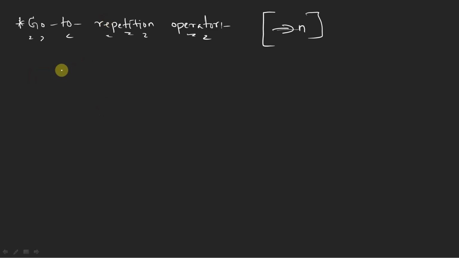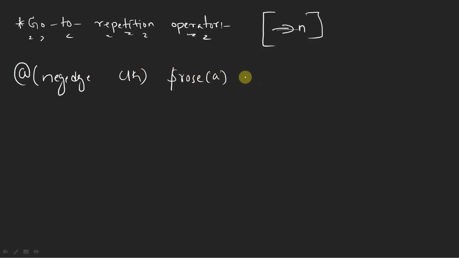Now, how are we going to use this go-to repetition operator? For example, I am going to take @(negedge clock) $rose(A) |-> ##1 B[->2] ##1 C. What does this mean?